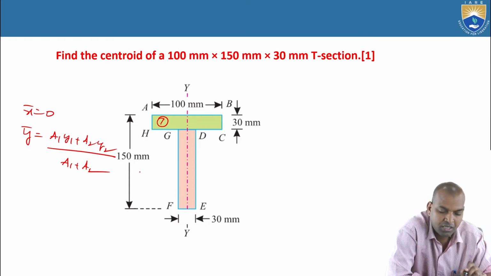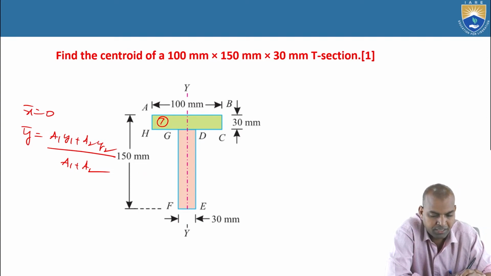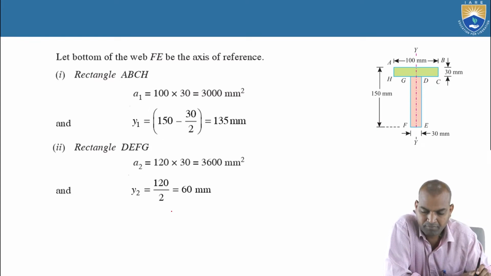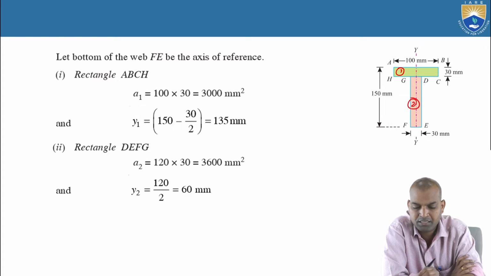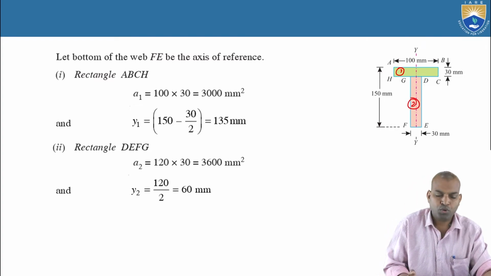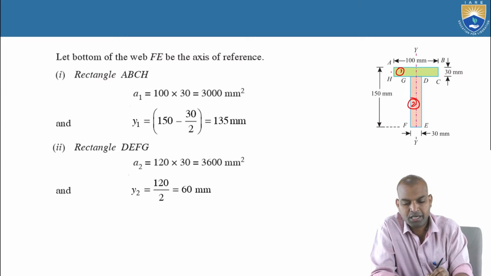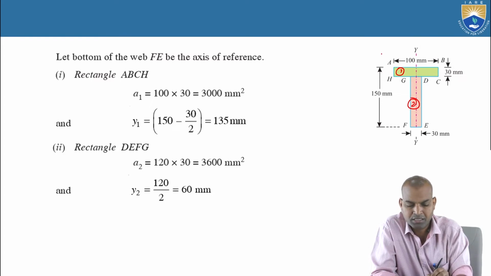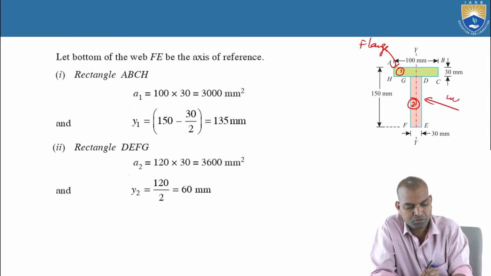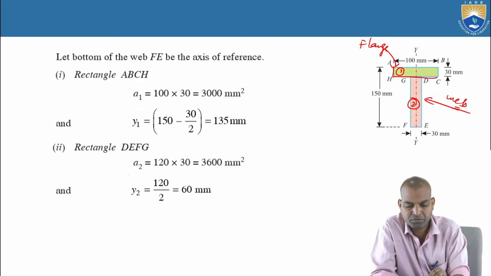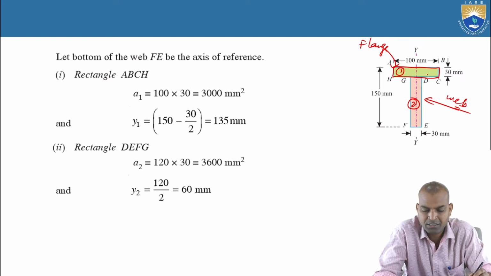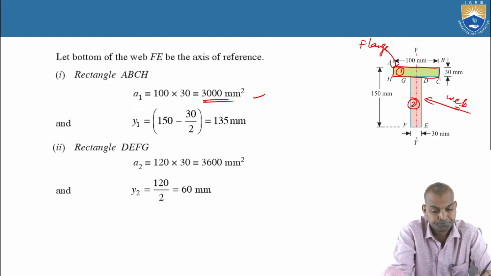What is A1 here? The area of section 1, that is ABCH, and the other is section 2. A1 is the flange; this portion is known as the flange, and this portion is known as the web. The area of section 1, a rectangle, is length times breadth, 100 into 30 millimeters, that is 3000 square millimeters.